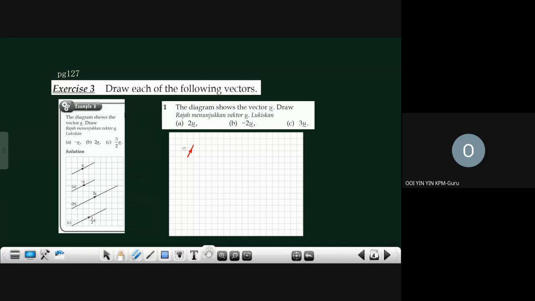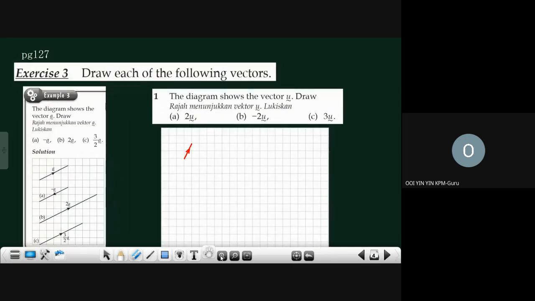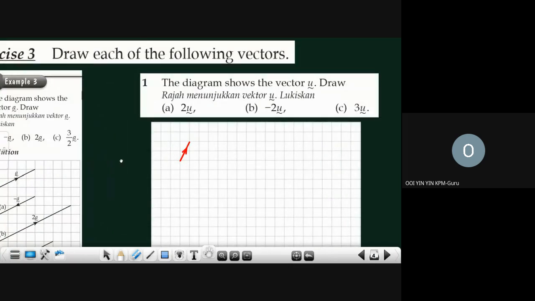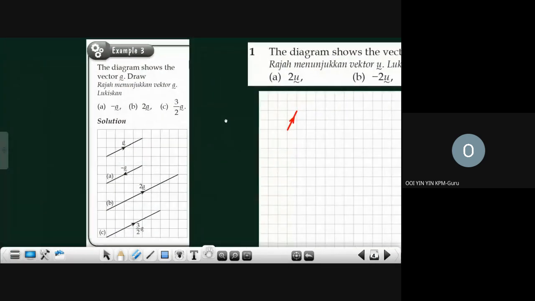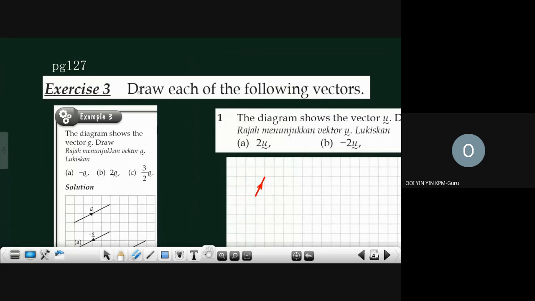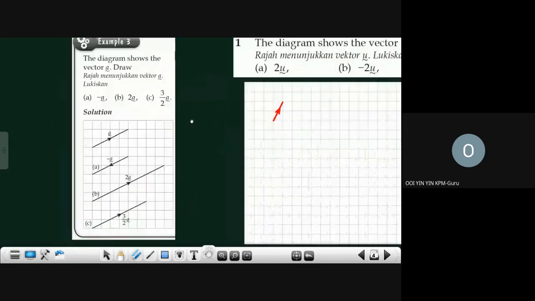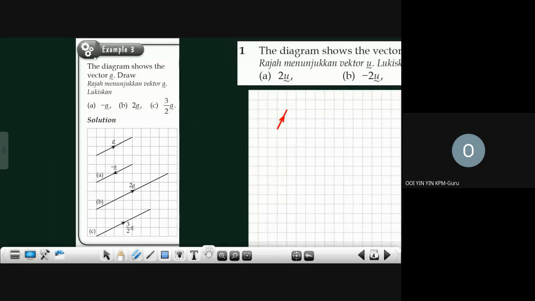There are some questions where they do ask you to draw, really, you know? But then it's very easy. So you just listen to what I tell you. Now I want you to focus on this before the diagram one. You see your question here is: draw each of the following vectors. Now focus on your example 3 here first.